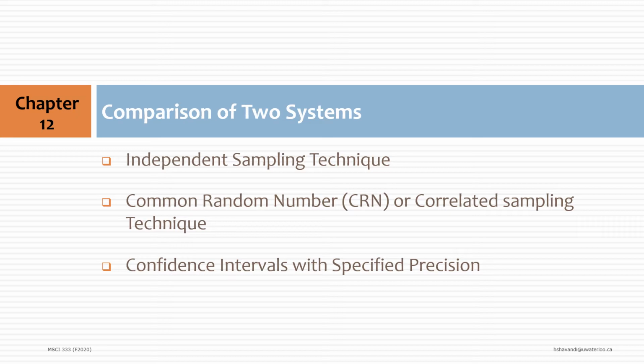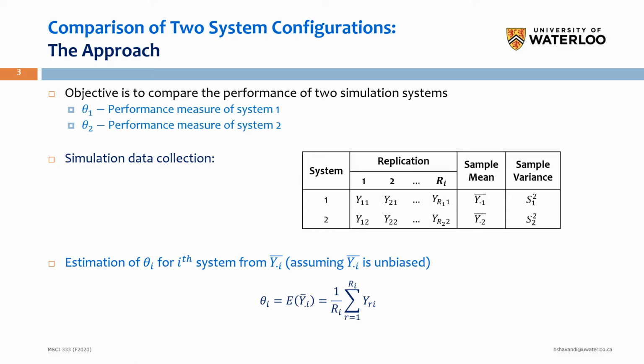We'll consider the independent sampling technique and the common random number (CRN) or correlated sampling technique, and also confidence intervals with specified precision. Let's first look at the general approach that we are going to follow in this chapter in order to compare two or more systems.